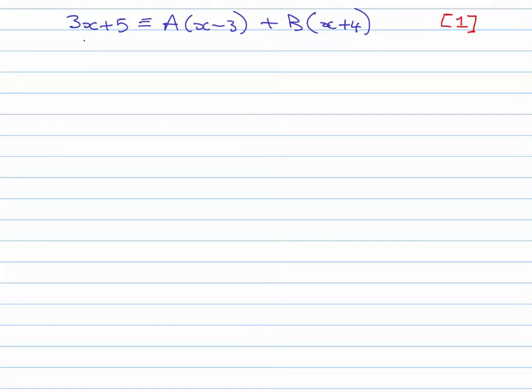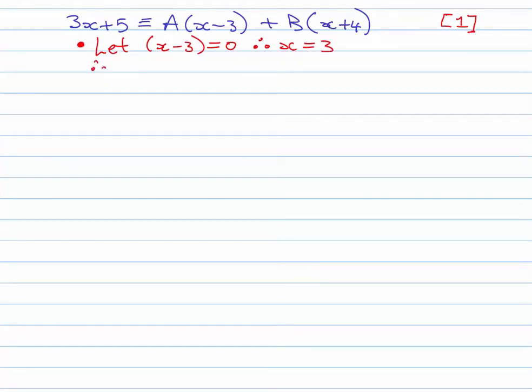So what we're going to do is say, as a first step, we're going to let that first bracket, which is x minus 3, equal 0. So if x minus 3 equals 0, what's the value of x? Well, obviously, therefore, x equals 3.